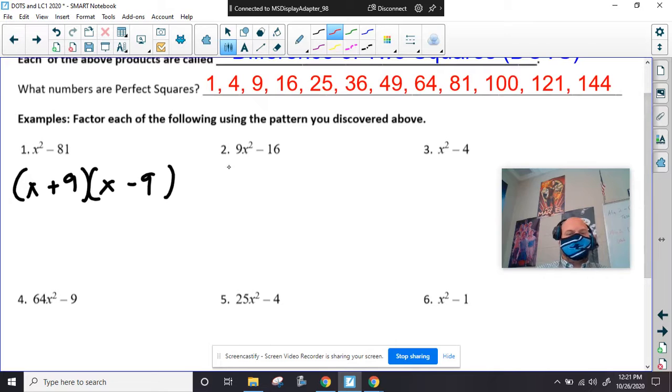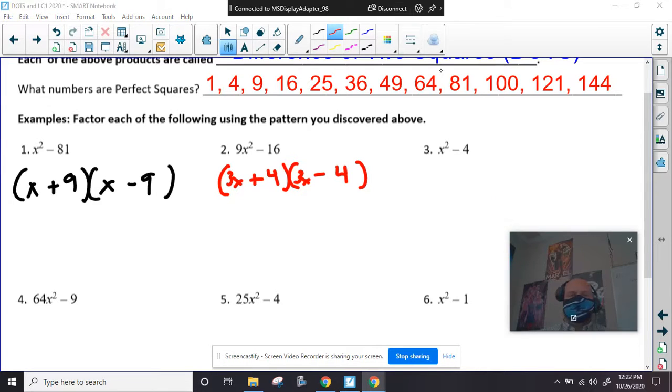All right. Number 2, I'm going to start with parentheses, plus and a minus. All right, what's the square root of 9? 3. So we're going to put 3x here and 3x here. Okay. Square root of 16. 4. Yep. Just like that. Yeah, you do the square root of each term. That's it right there. Like for instance, on number 3.